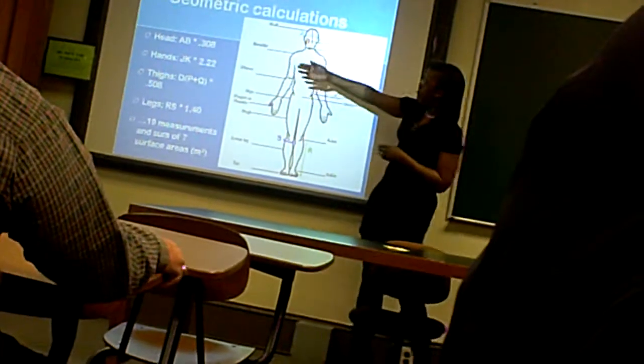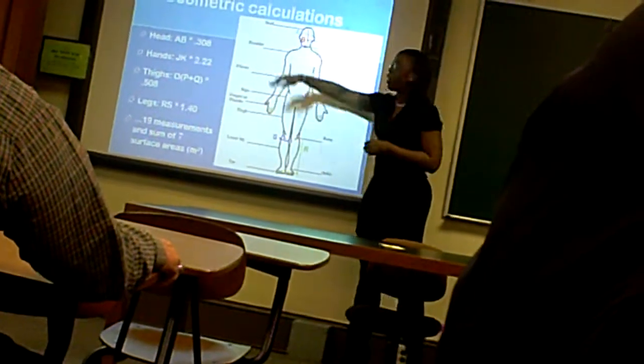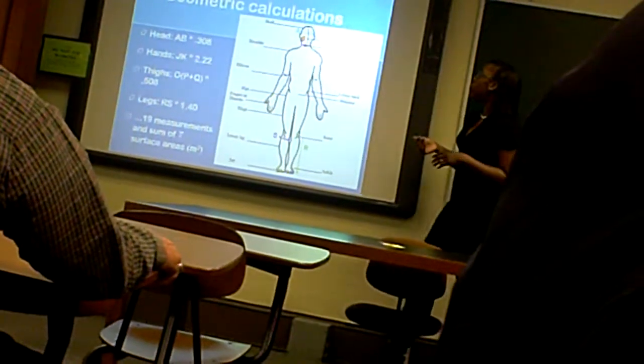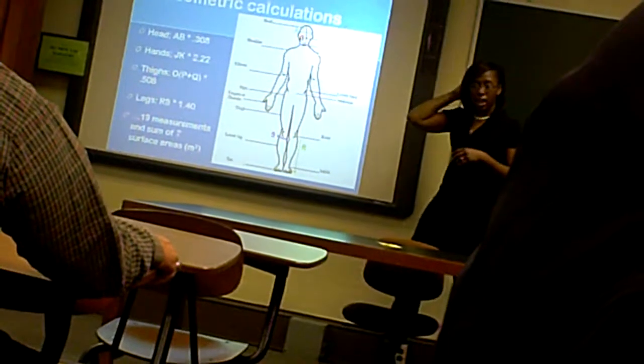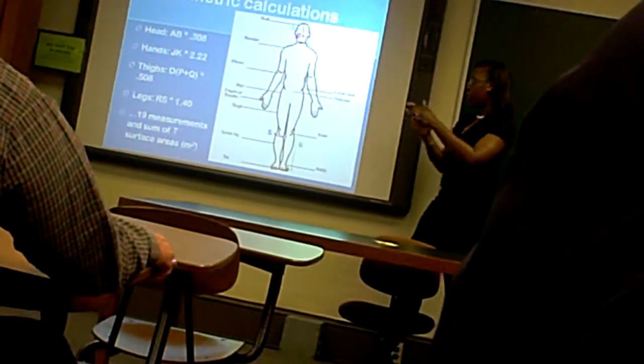So, for example, your head. To measure your head, I had to measure the subject's circumference of the head around the eyebrows. B was from the bottom of the chin to the back of the head. For the hand, I measured from the palm of your hand to the tip of your middle finger.